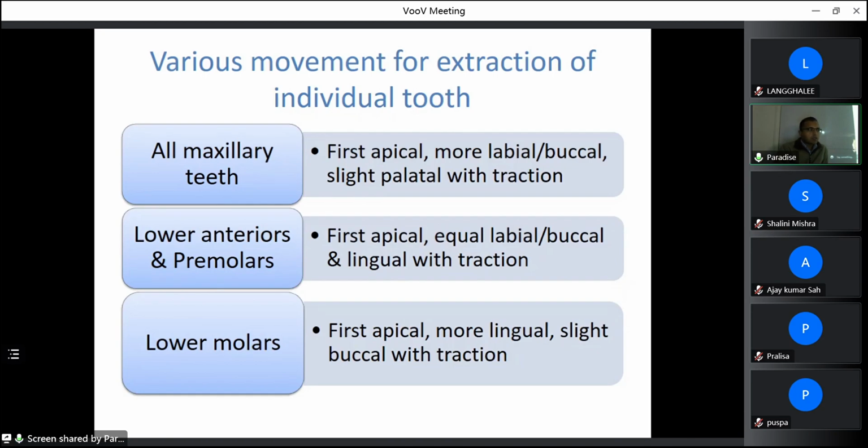In case of lower anterior and premolar, the thickness of bone is equal both lingually and labially. So after apical pressure, you have to give equal buccal and lingual pressure. In case of mandibular molars, there is an external oblique ridge, thick bone. So the thick bone can't be expanded. Then the option left is to expand the lingual bone. So you have to apply more lingual pressure with forceps.